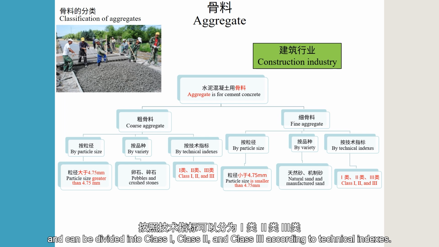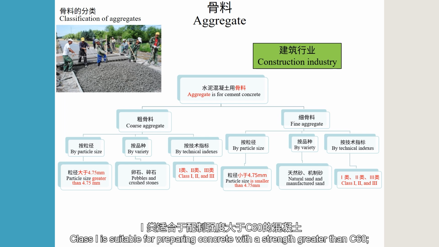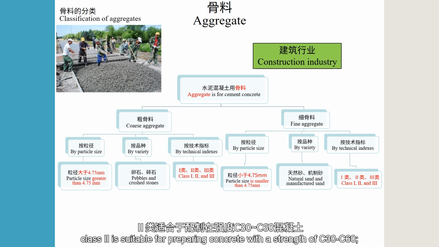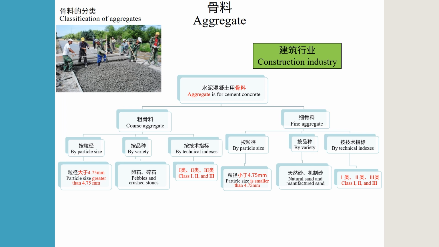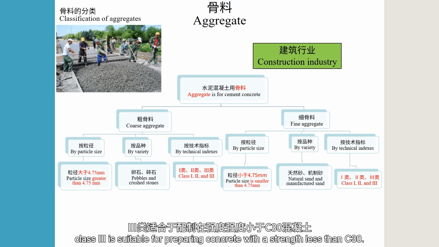Coarse aggregate can be divided into pebbles and crushed stones according to varieties and can be divided into Class 1, Class 2, and Class 3 according to technical indexes. Class 1 is suitable for preparing concrete with a strength greater than C60. Class 2 is suitable for preparing concrete with a strength of C30 to C60. Class 3 is suitable for preparing concrete with a strength less than C30.